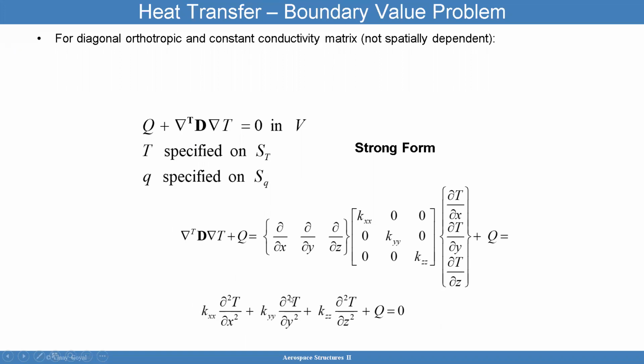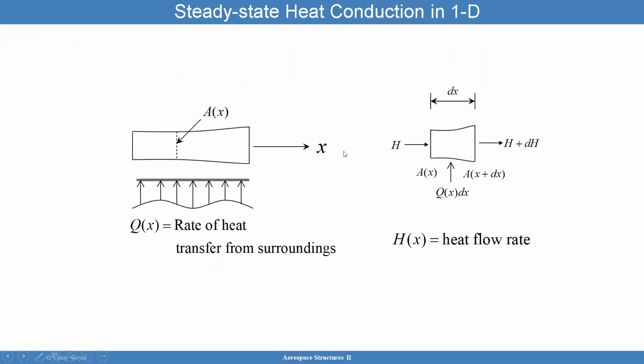T here is the unknown. Everything else is known. Kxx, Kyy, and Kzz are the conductivity of the material, which can be measured in the lab, and Q is a heat source or heat sink, which is known as well. Okay? So continuing on, I'm going to call this the strong form of the problem. And so continuing on here, we're going to be looking at some advanced concepts on that.